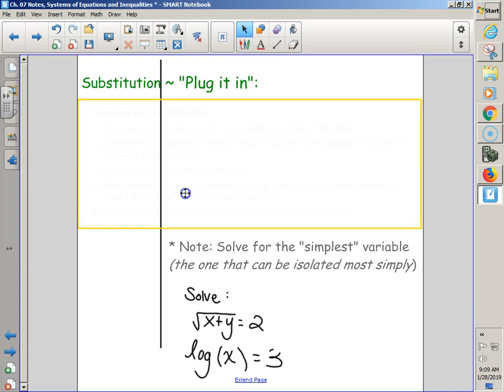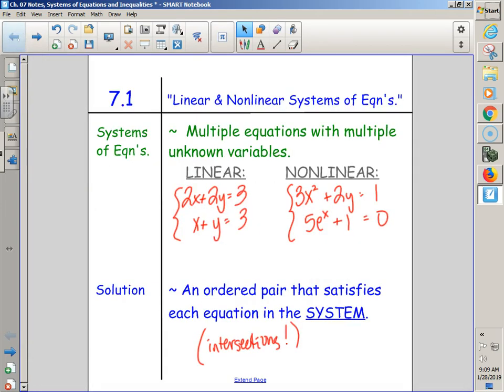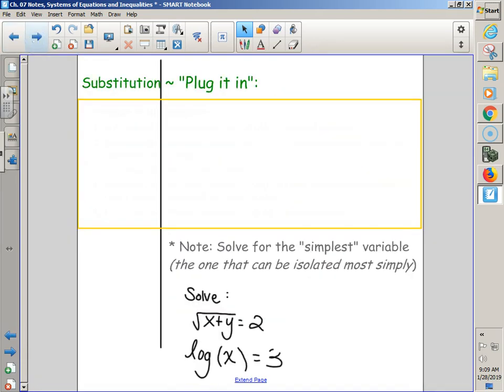So, substitution. Why is it in green and not in blue? Aren't our notes usually in blue? Do you guys even notice my color coding? That's blue. That's blue. That's green. Green is review. Guess what? Almost all of section 7.1 is just review.